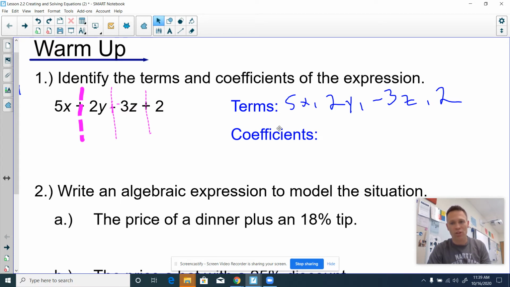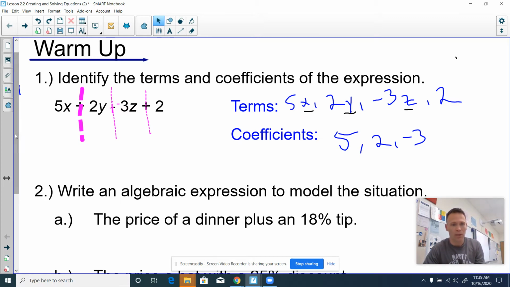And remember, coefficients, we can actually look at the terms we've listed to come up with coefficients. In order to have a coefficient, we have to have a variable. So we have variables here, here, and here, which means our coefficients are the numbers out in front of those variables, and those are 5, 2, and -3.